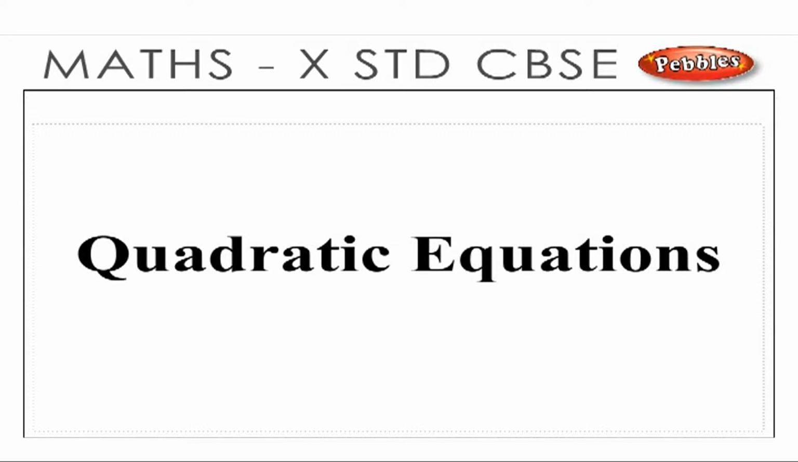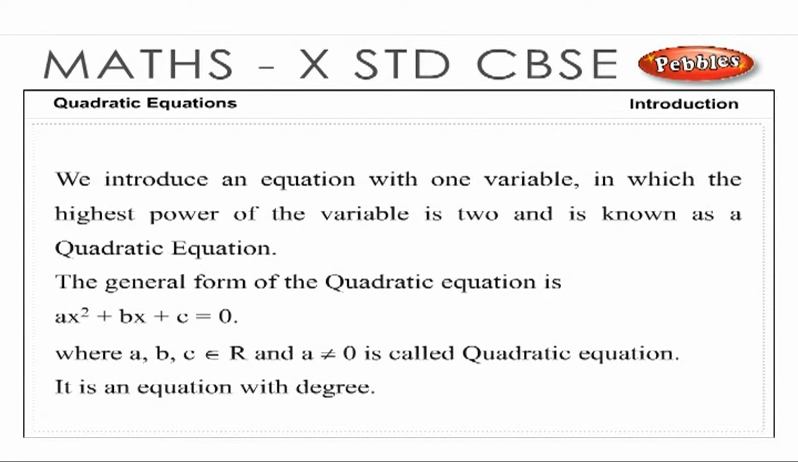Quadratic equations. We introduce an equation with one variable in which the highest power of the variable is 2, and it is known as a quadratic equation. The general form of the quadratic equation is ax squared plus bx plus c is equal to 0, where a, b, c belong to R and a is not equal to 0. It is an equation with degree 2.